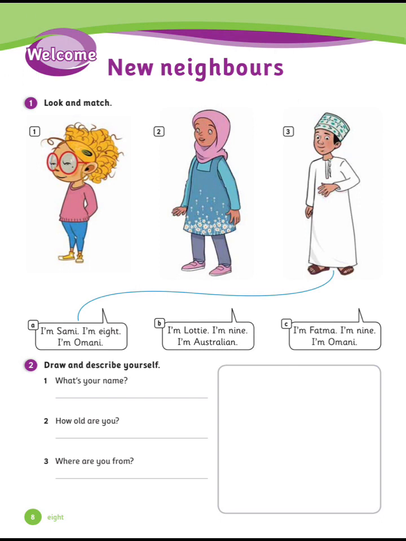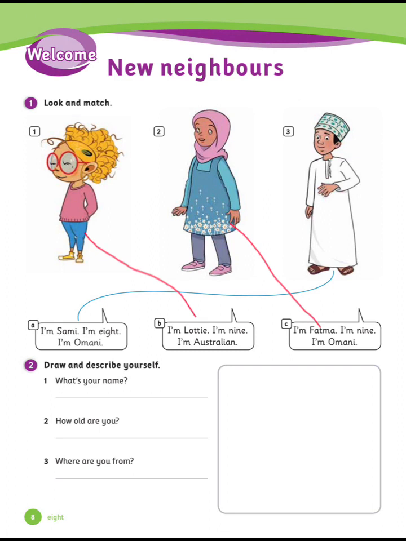I'm Sammy. I'm 8. I'm Omani. B matches number 1. I'm Luti. I'm 9. I'm Australian. C matches number 2. I'm Fatma. I'm 9. I'm Omani.